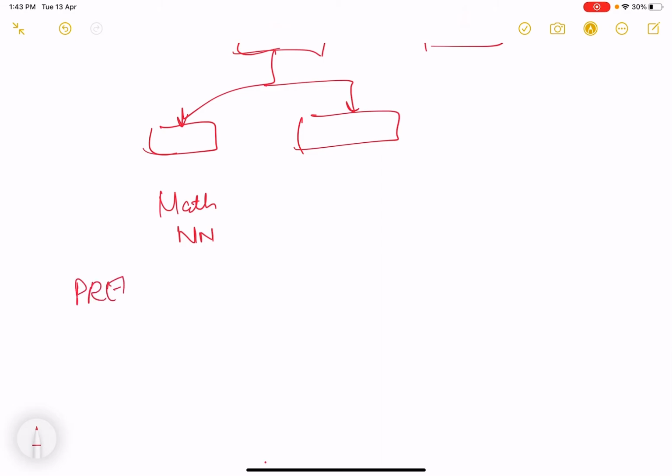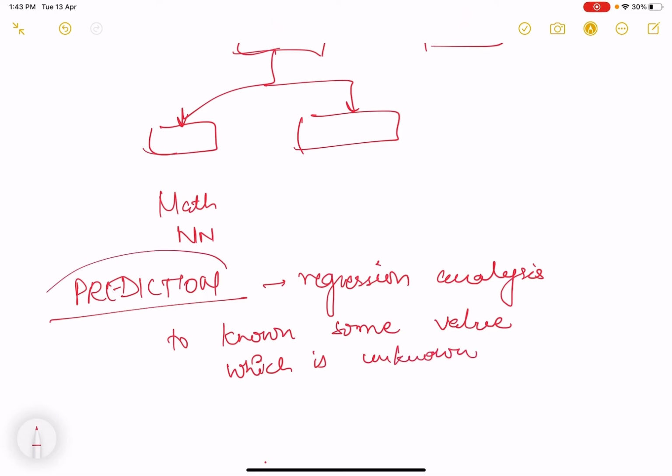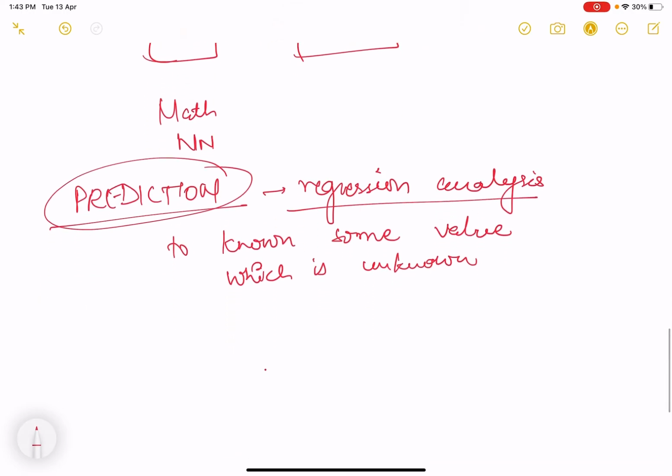Next problem is prediction, which basically means using regression analysis, to find some value which is unknown. Now to find this value, we use the prediction function, that is regression analysis. We will do this in upcoming lectures.